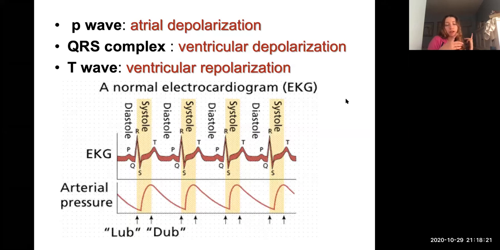Just make sure that you have halfway through, because then you might get confused, thinking that contraction is repolarization. It's not, because we're talking about two different types of functions. One is physical and one is electrical.